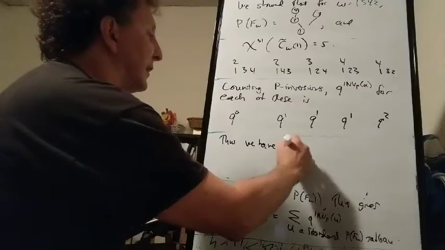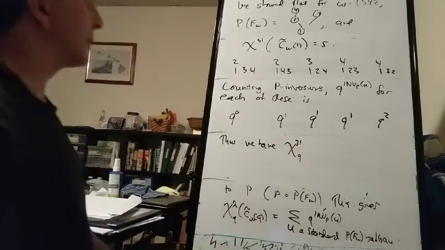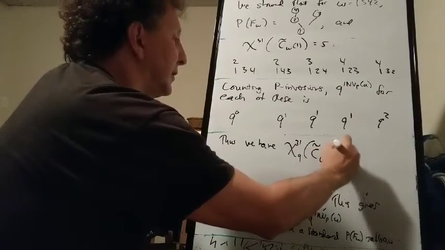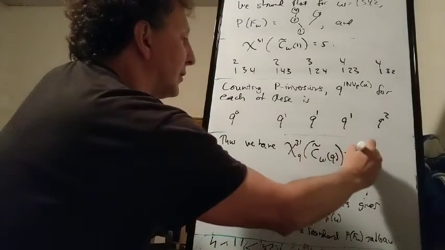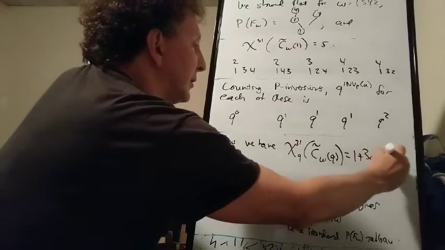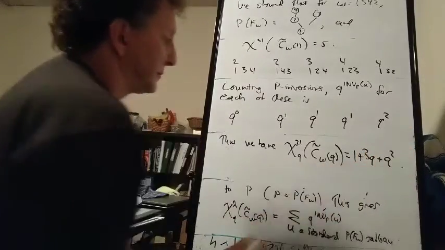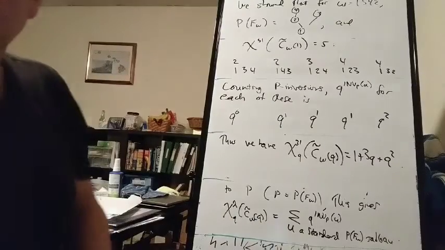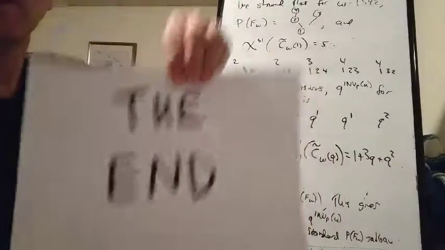So that means that chi^(3,1) of the Kazhdan-Lusztig basis element with q in there equals 1 plus 3q plus q squared. The end.